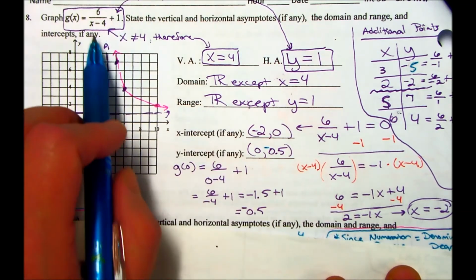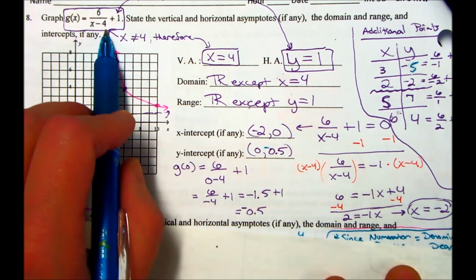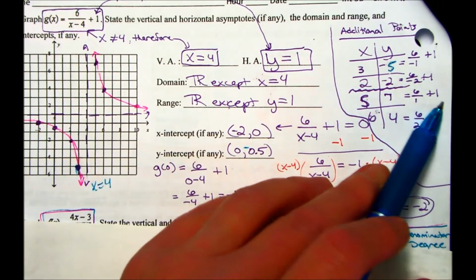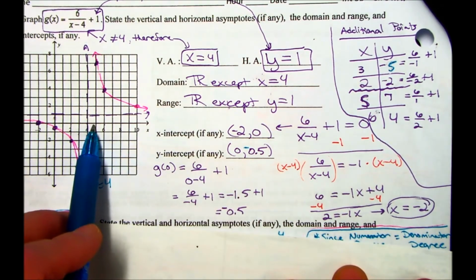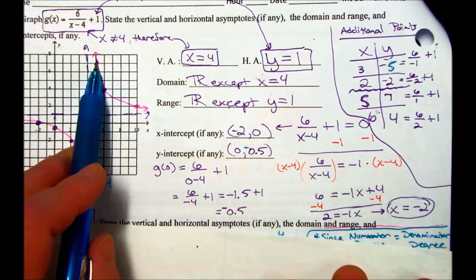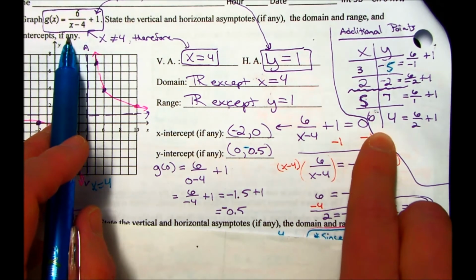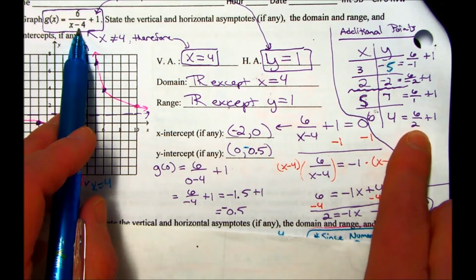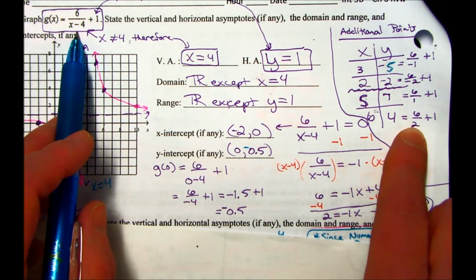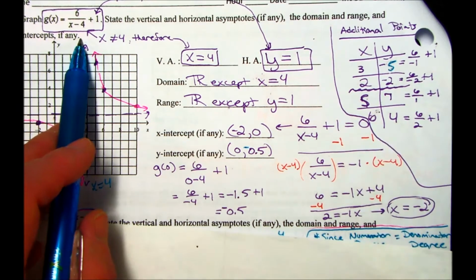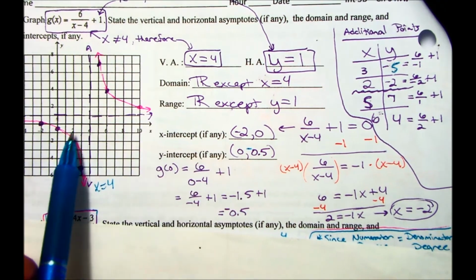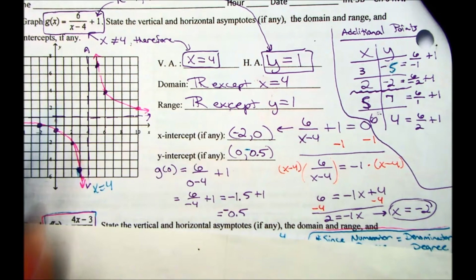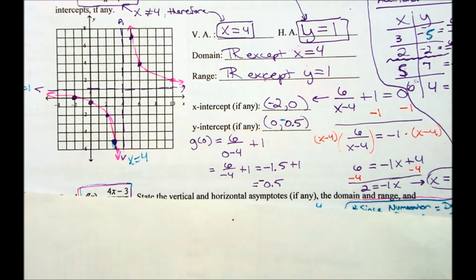Substitute 5. So again, 5 minus 4 would be 1. 6 divided by 1 would be 6, plus the 1 would be 7. So then graph the point (5, 7), and then substitute 6 in for x. So 6 minus 4 would be 2. 6 divided by 2 would be 3, plus 1 would be 4. So then we graph the point (6, 4). And then we draw our branches of our hyperbola, and that's the rest of our graph.